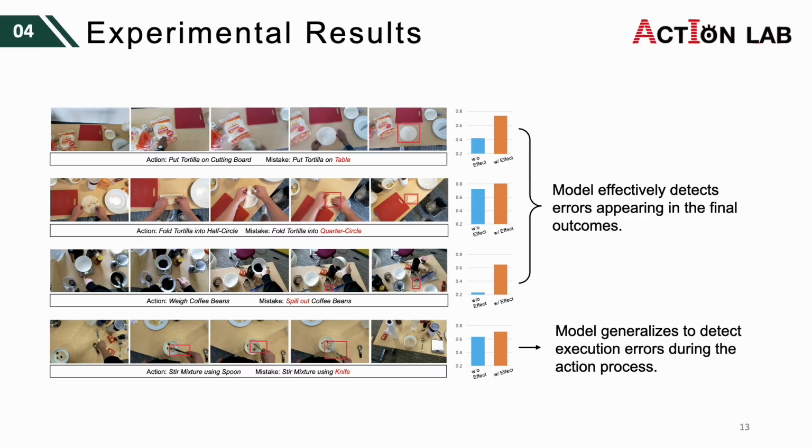Here we further compare behavior with and without effect modeling. The first several examples show that effect-aware modeling is especially useful for mistakes that appear in the final outcomes, such as wrong placement, wrong shape, or spilled objects. At the same time, the last example shows that the model can still detect execution errors during the action process. This highlights the complementarity between effect modeling and execution modeling.